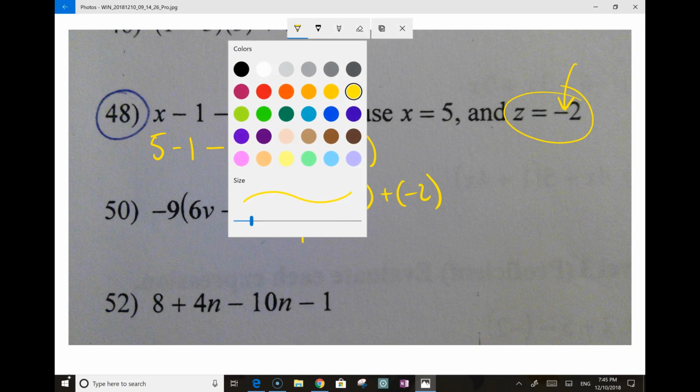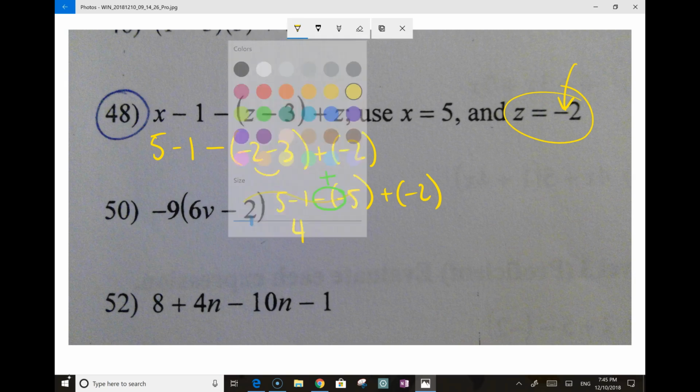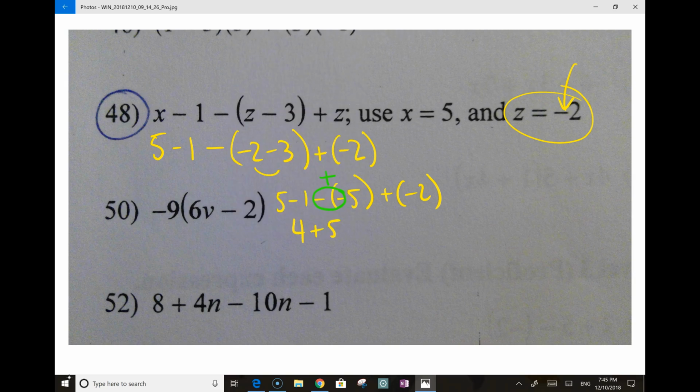And you can see over here that I have a double negative, which is going to become a positive. So I need to rewrite that part. And this will now be 4 plus 5. This plus -2 that you see over here, plus -2 is simply like saying minus.